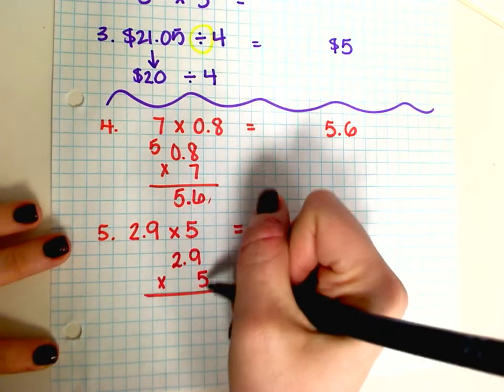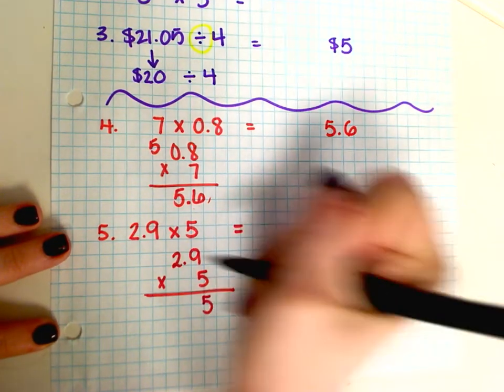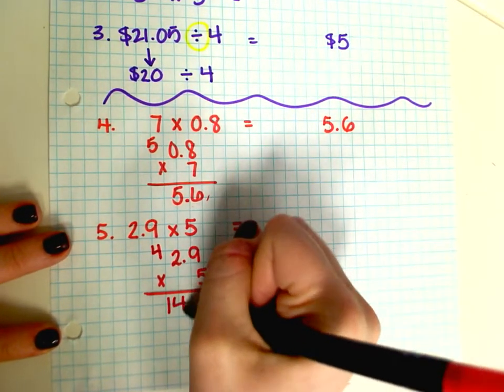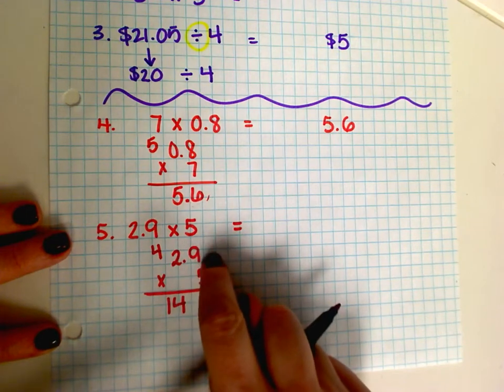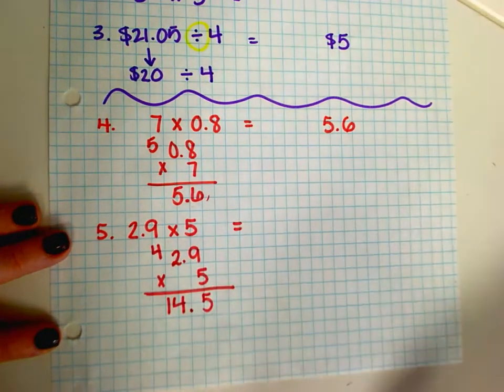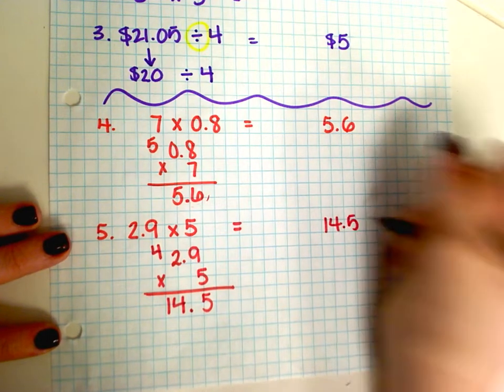Not sure how we got it. 9 times 5 is 45. Put the 5 down. Carry the 4. 2 times 5 is 10. Plus 4 is 14. I have one digit after the decimal point, so I'm going to do one digit hop back into the problem. 14 and 5/10 is correct.